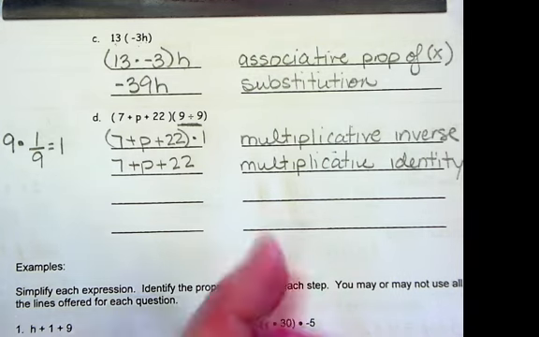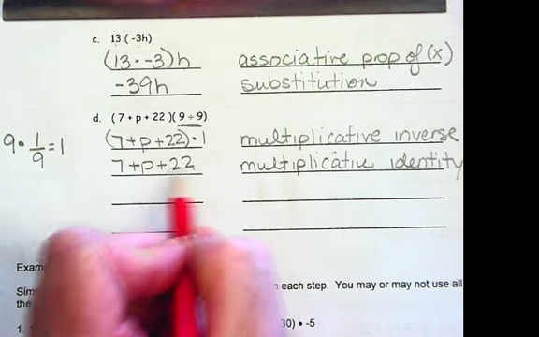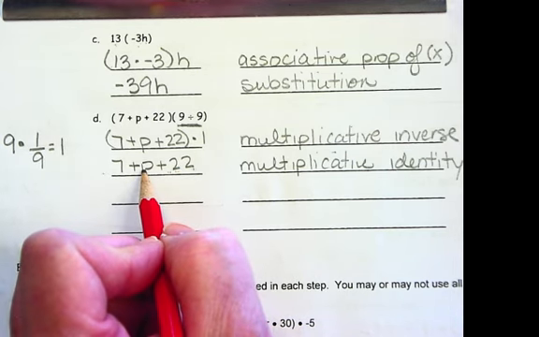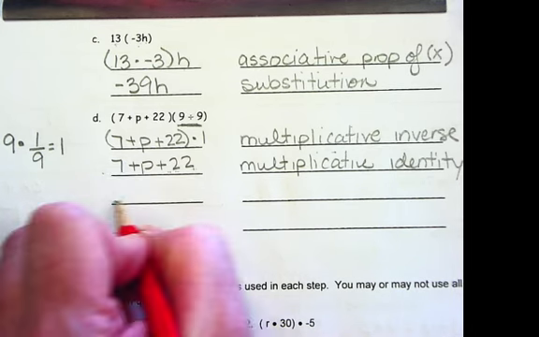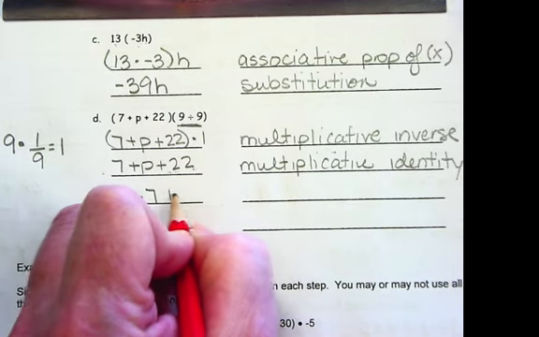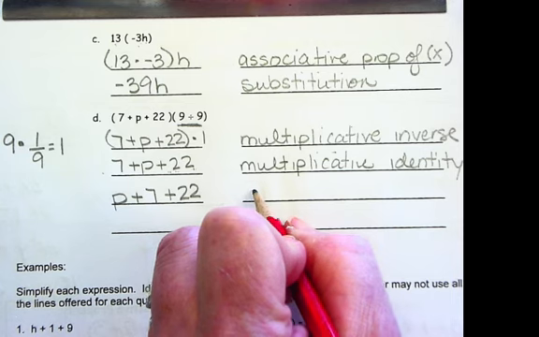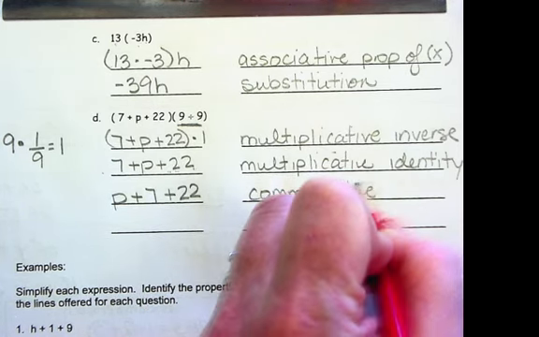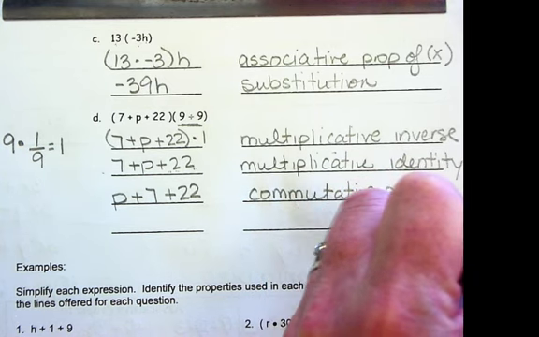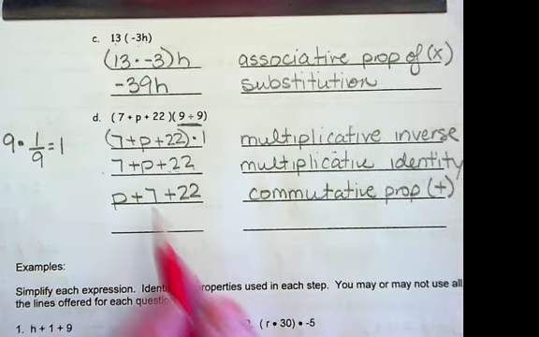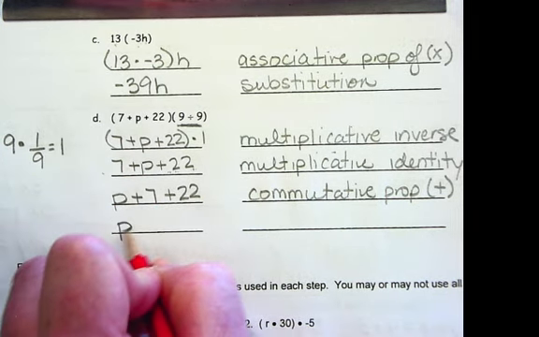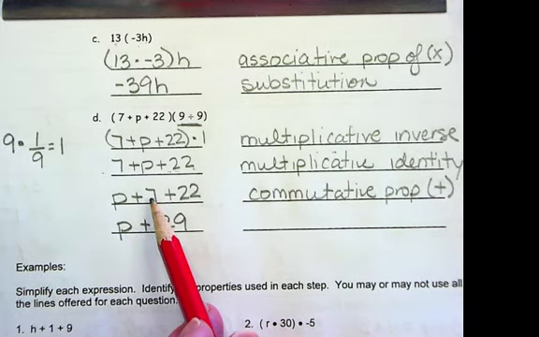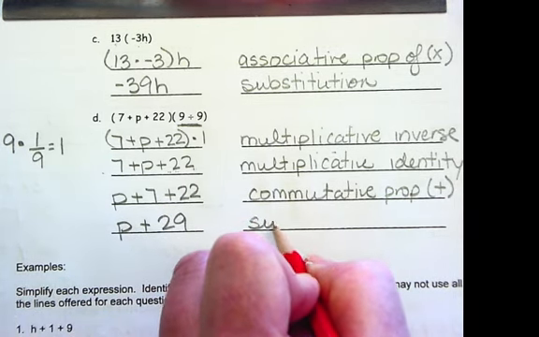Now, we really want to get the 7 and the 22 together. Now, I don't want to move the 22 to the front because I need p to come first. We like our number to come in the back. So I'm going to switch the p and the 7 around, and I would call that commutative property of addition. And then I'm going to take that 7 and the 22 out and get 29. Now, when I take that out, it's going to be substitution.